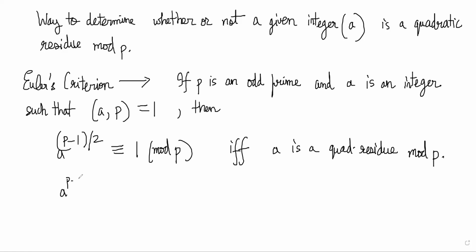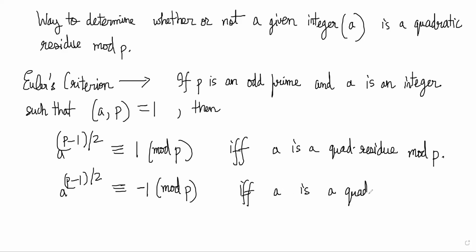And a power (p minus 1)/2 is congruent to -1 mod p if and only if a is a quadratic non-residue mod p. So this is what we have got so far, Euler's criterion. The theorem says that if a and p are co-prime and p is an odd prime, then a power (p minus 1)/2 mod p is a quantity that is either 1 or -1, depending on whether a is or is not a quadratic residue mod p, right?